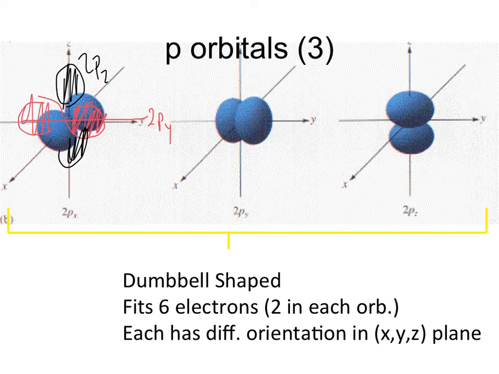But for now, you need to understand and be able to identify the orientation of the x, y, and z p orbitals. You need to understand that each one of them fits 2 electrons, but when they're all together, that gives you that total of 6 electrons that you guys have been used to. And obviously, their shape, which is dumbbell.